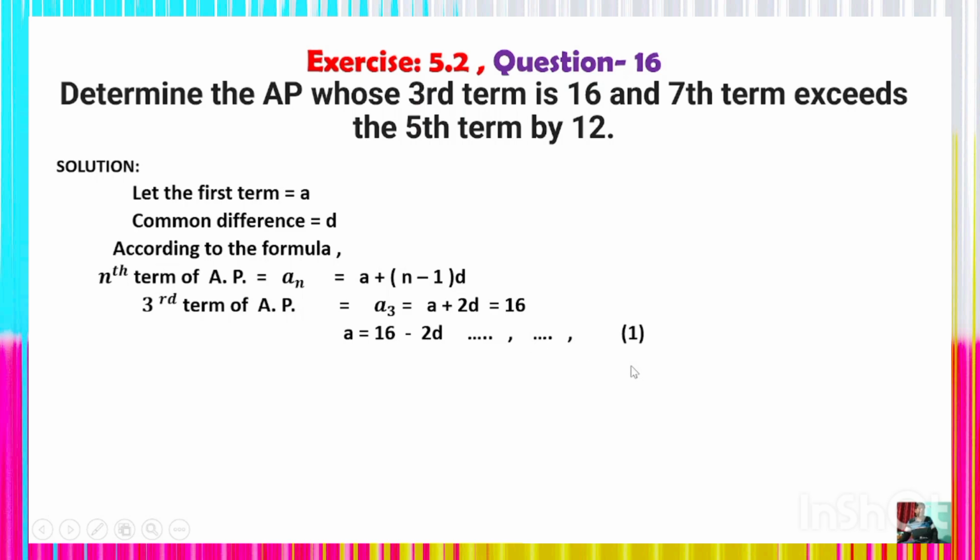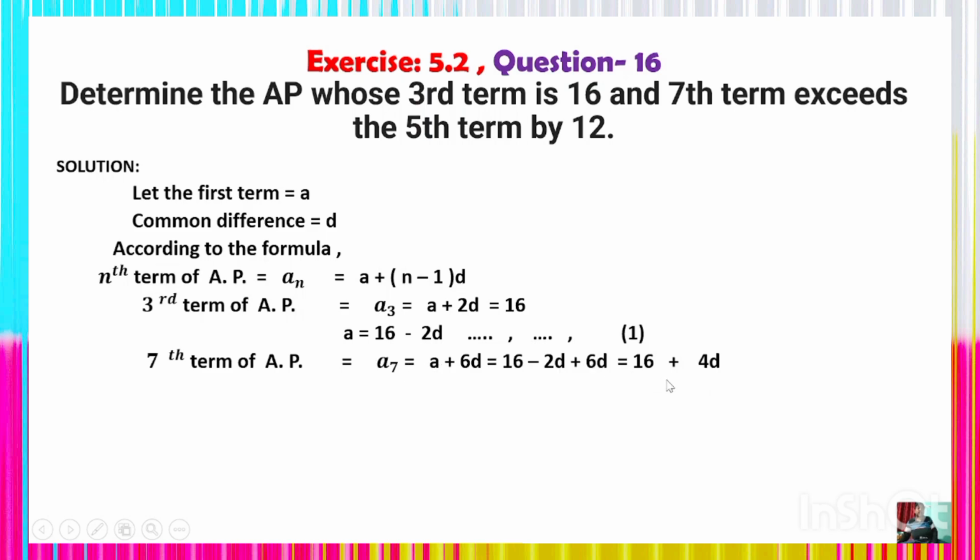Understand? Okay. And again, the seventh term of the AP is a7, which is a plus 6d. Now you can clearly see, in place of a, you can write 16 minus 2d. 16 minus 2d plus 6d. Understand? Here 16 minus 2d plus 6d, which is 4d.